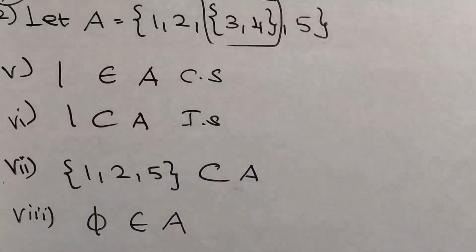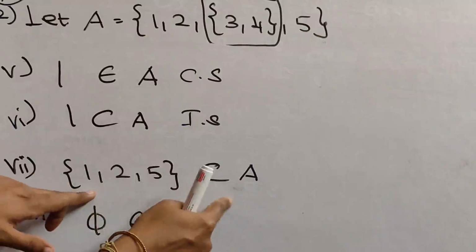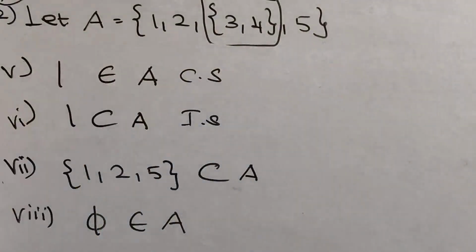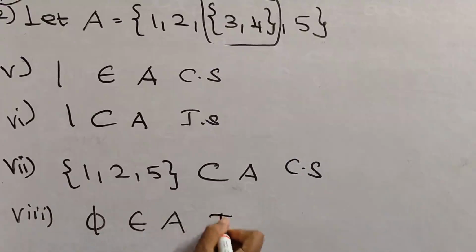Now, see the seventh question. {1, 2, 5} is a subset of A. So, it's correct. It's given inside the brackets. If it's an element, the bracket will not be there. {1, 2, 5} is a subset of A. Correct. So, it's a correct statement. Now, we'll move to the eighth point. Null set belongs to the set A. I told you, null set is a subset of every set. It's not an element. Therefore, the statement is incorrect.